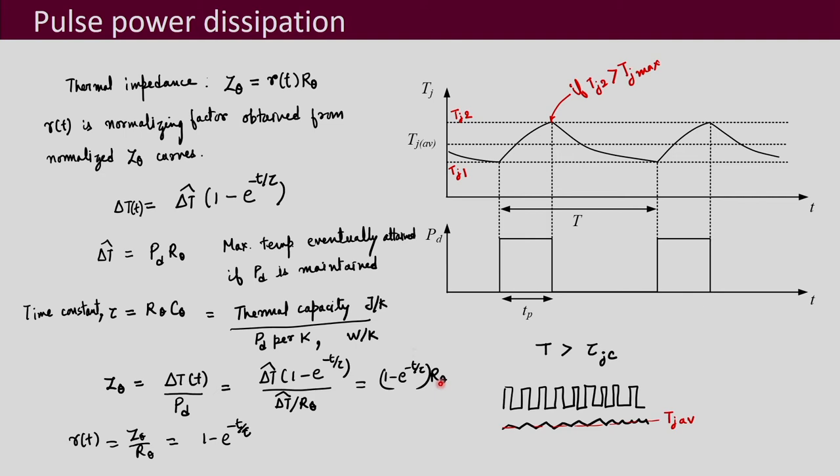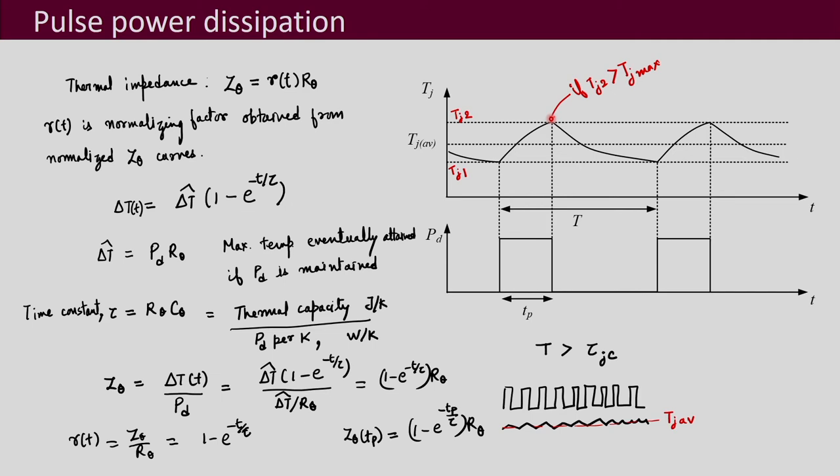And many times instead of t, people apply this Tp. That means what is written as your Z theta for, let us say, Tp, if the period of the pulse is Tp, then 1 minus e power of minus Tp by tau into R theta. That is because after Tp there is no dissipation that is going to take place. So we are mostly interested in finding out what is the temperature to which it is reaching. Finally, this Tj2 temperature is what we are most interested in, and so that is why this Tp time is what we have to use to find out what is the thermal impedance at this point, to what temperatures it is rising.